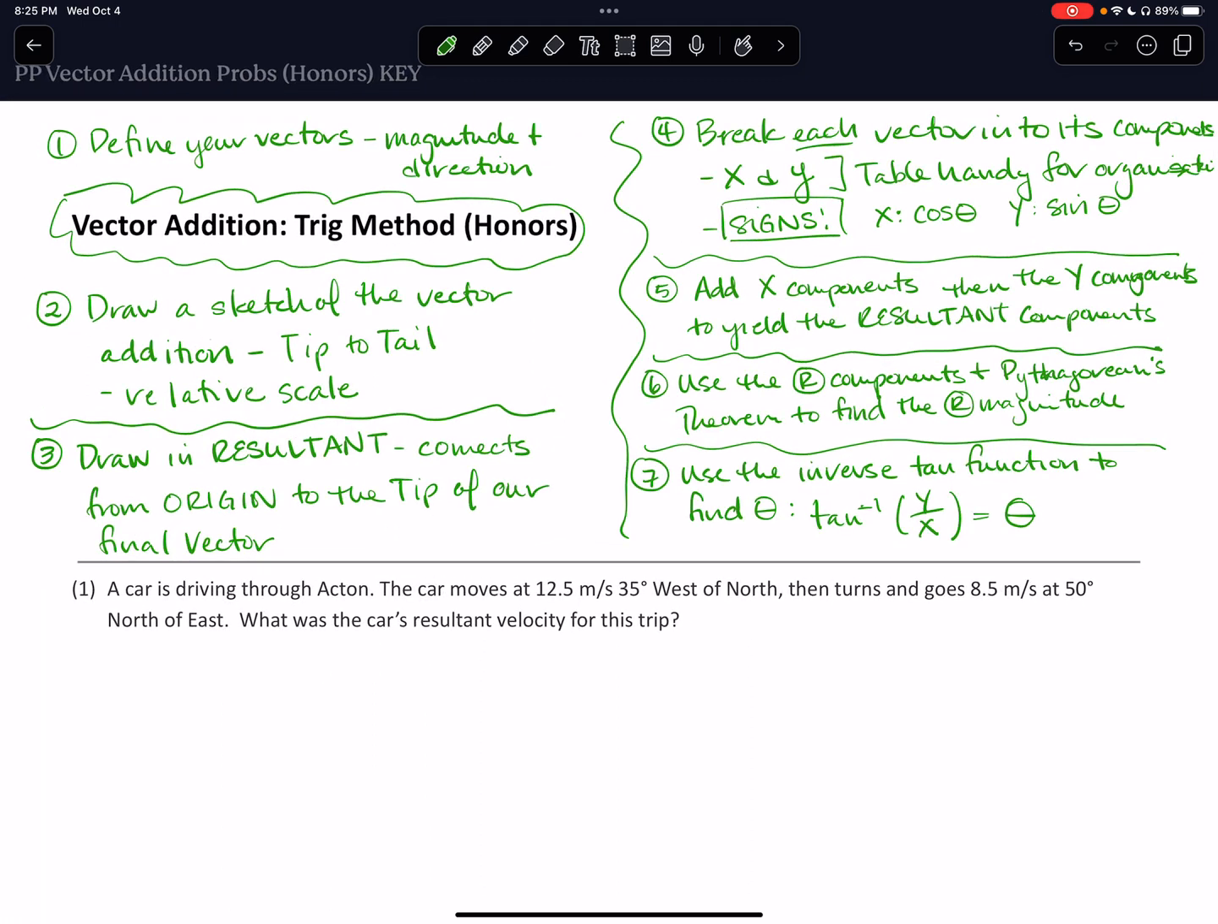Define your vectors, draw a sketch to a relative scale, then draw in your resultant. Break each of your vectors into their components. I tabled them, you'll see. Using our cosine and sine functions, add the components for each direction: the vertical components with vertical components, the horizontal with horizontal, to yield the components of the resultant. Then use Pythagorean's theorem to find the magnitude of our resultant, and we end by using the inverse tangent function to find theta.